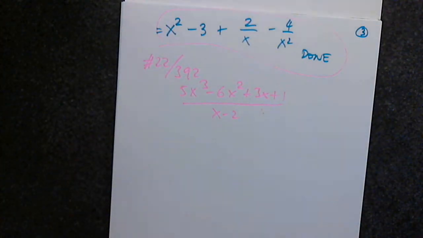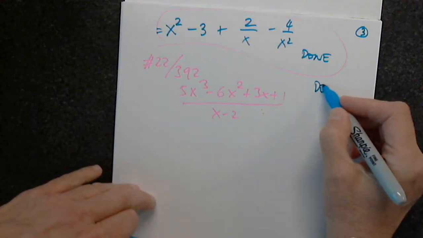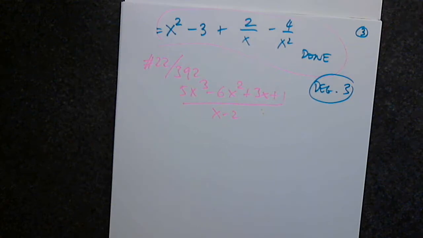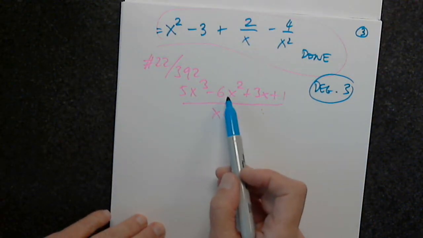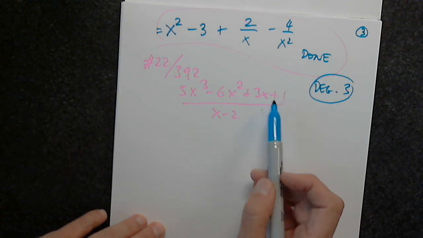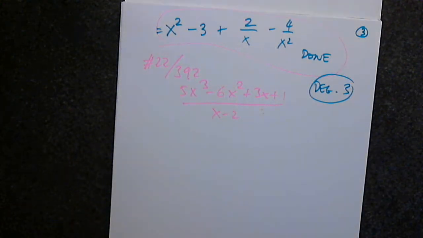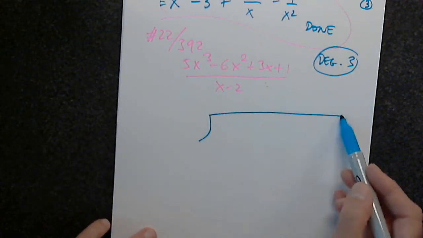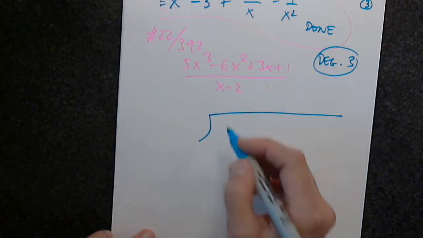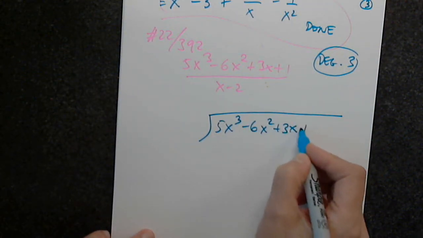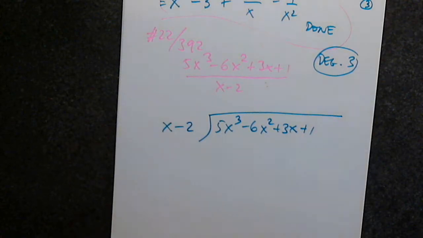Are they? Perfect. What is the degree of the top? Yes, the degree of the numerator is 3. We have to see 4 terms in there: degree 3, degree 2, degree 1, and degree 0. All of them are there. No missing term. If there is a missing term, we have to leave an empty space for that term. But in this case, no missing terms. And I divide by x minus 2.